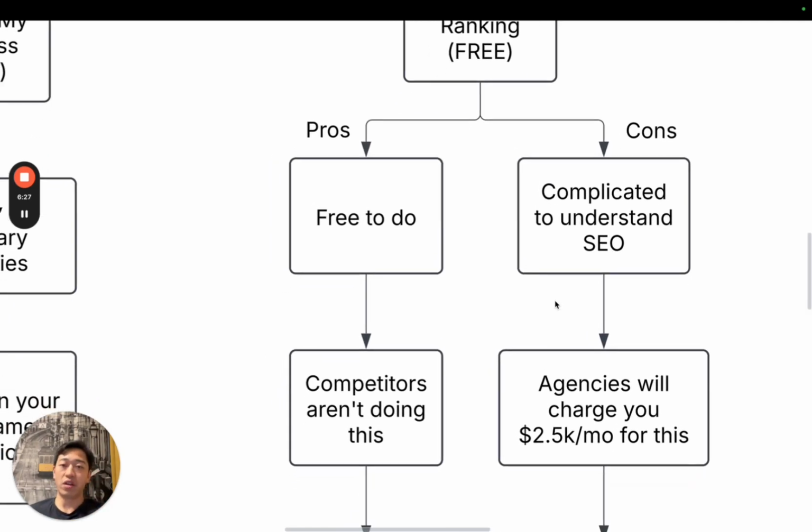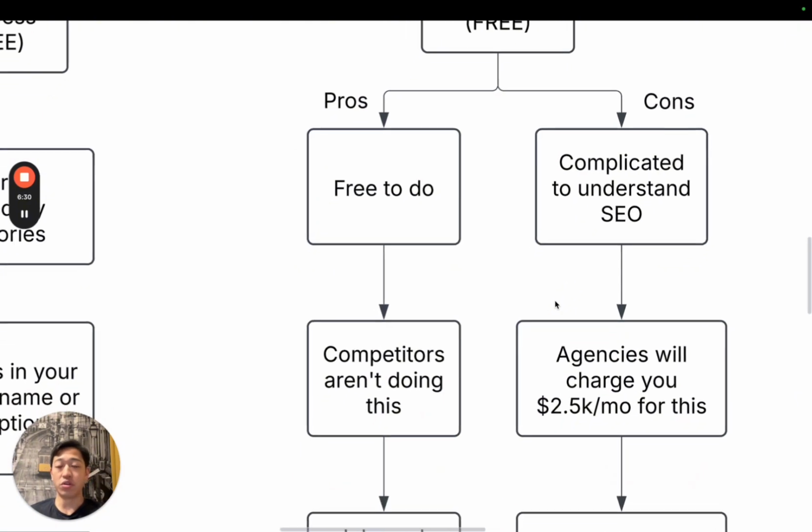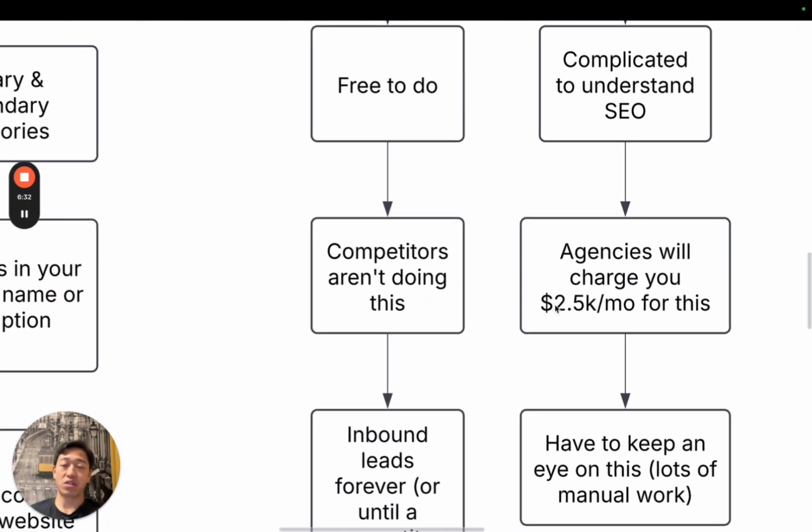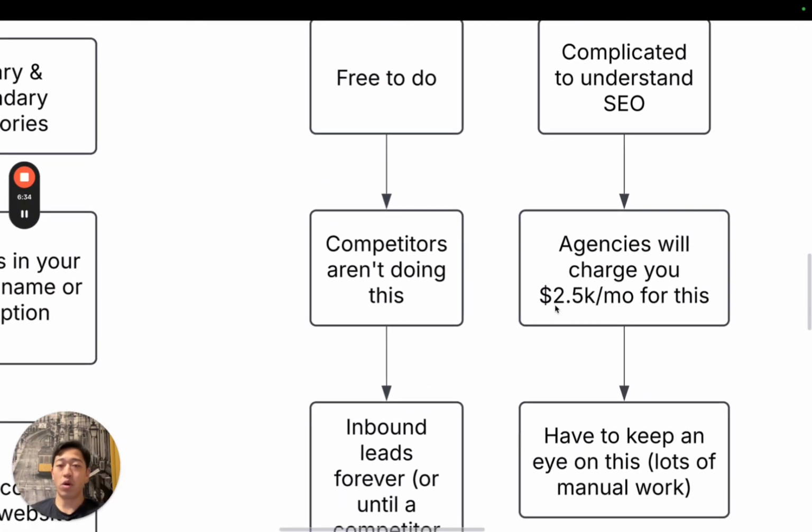So the pros and cons of all this is with local SEO ranking, the pro is it's free to do, right? It might be complicated at times, but it's free to do. And most competitors aren't actually doing this. They might have a bad website where they don't list the services they offer, or they're not even focused on SEO at all. And that's one big edge that you can have. I know that since you're watching this video, you probably want to get some free leads on Google. You're serious about growing your business. So that's one thing that your competitors aren't doing.